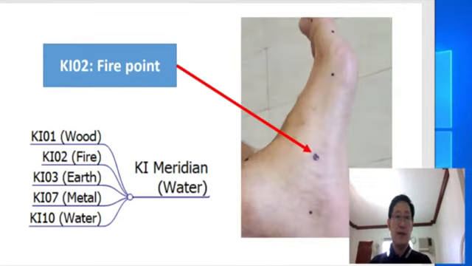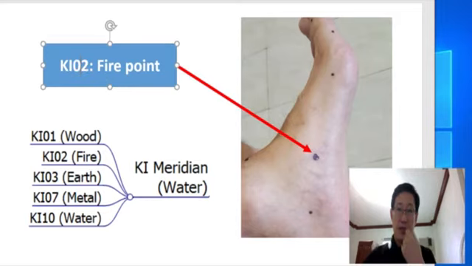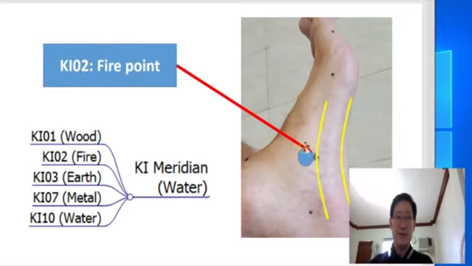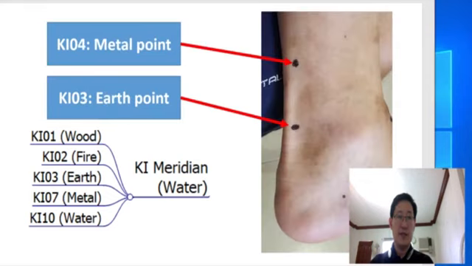And next one is the fire point of the kidney. It's KI02. KI02 is here. How to find it? Here is a line. And here also is a bone. You can find the bone head. So this line comes up. You come up this line, and the middle point, the shallow point, is KI02, which is the fire point of the kidney.